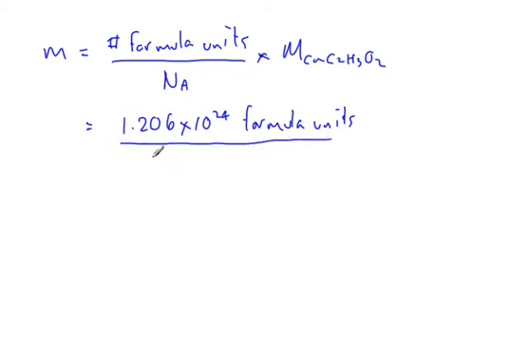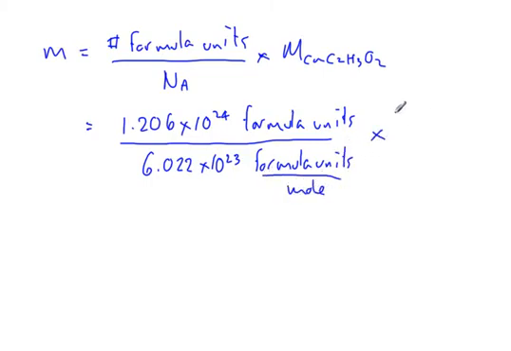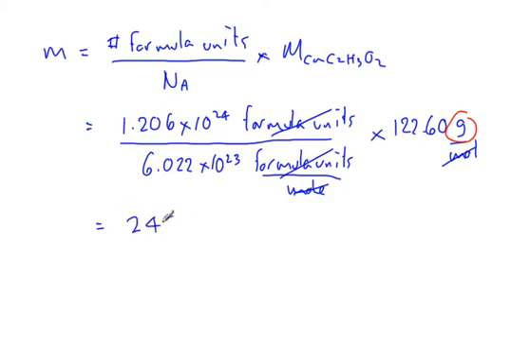divided by the Avogadro constant, that's 6.022 times 10 to the 23rd per mole, times the molar mass of copper 1 acetate, which we calculated as 122.60 grams per mole. And so moles divide out. Again, what are we looking for? Mass, and that's the only unit left. We've rationalized our units, so we know we're going to be right. If we plug it into the calculator, we get 245 grams.